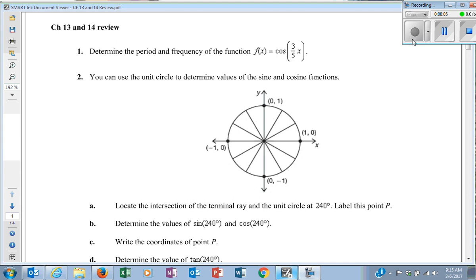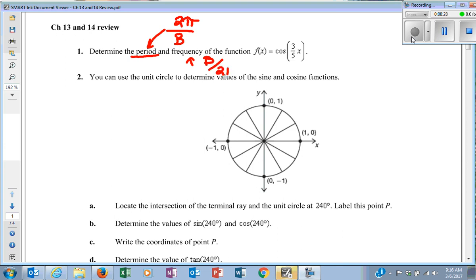We are doing the chapter 13-14 review. And so the first one we kind of went over in class. You need to know the formula for this, which is going to be 2 pi divided by b. That will be your period. Your frequency is the opposite, or the reciprocal, b divided by 2 pi.